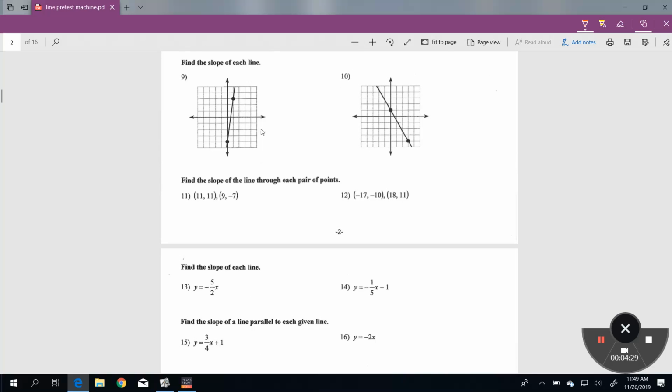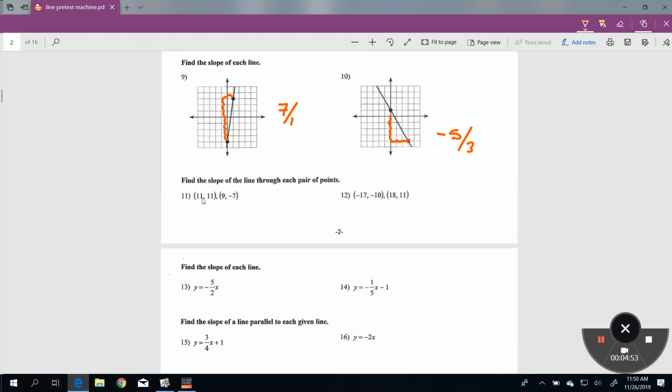So number 9, it says find the slope of each line. I go up 1, 2, 3, 4, 5, 6, 7, and over 1. So my slope is 7 over 1. This one I go down 1, 2, 3, 4, 5, and over 1, 2, 3. So down 5 over 3.